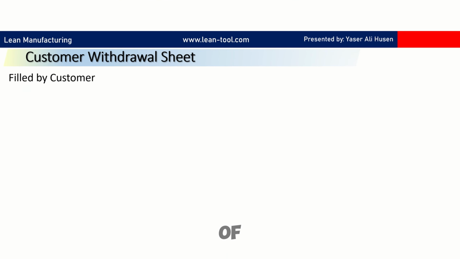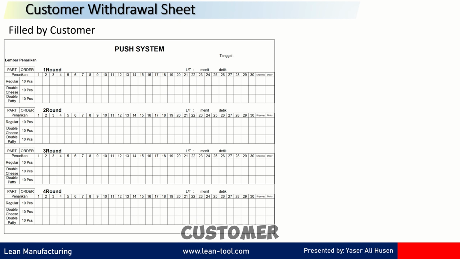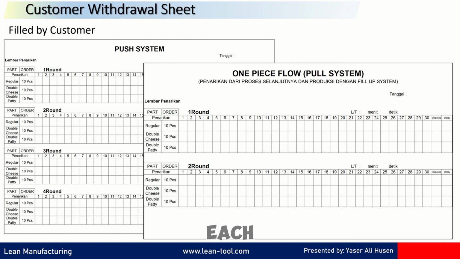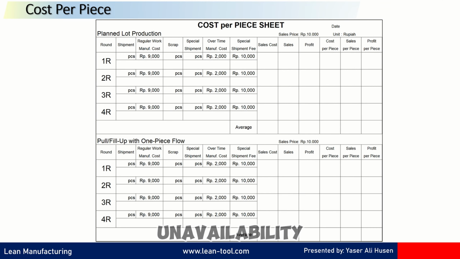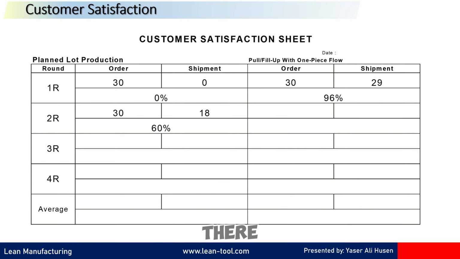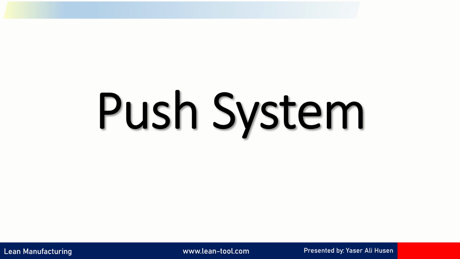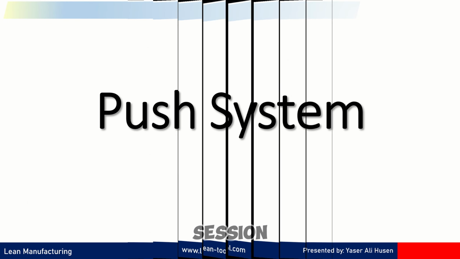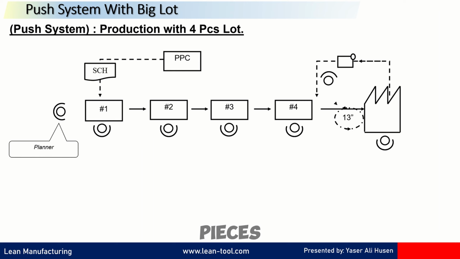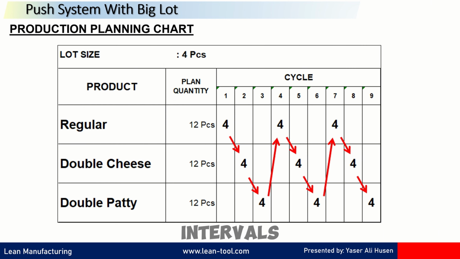These are some examples of the forms used in this training, starting with the customer withdrawal sheet, which is used to record each item withdrawal from the process store, as well as to note any delivery delays due to item unavailability. Additionally, there are other forms for analyzing the performance of each session based on the results from the customer withdrawal sheet and the inventory levels. First, we have the push system session using a large lot size of 4 pieces. Planning will start from Assembly 1, which will then be pushed to the next processes for further work. The customer will take items at certain intervals, as facilitated by the water spider.